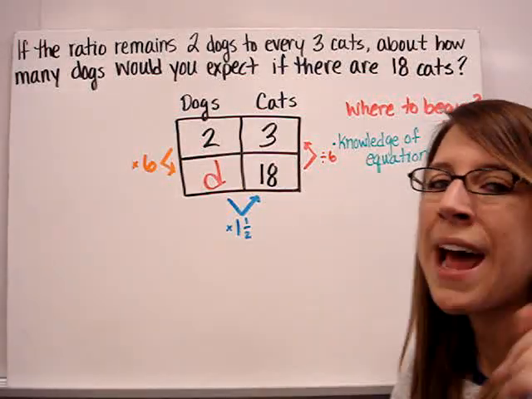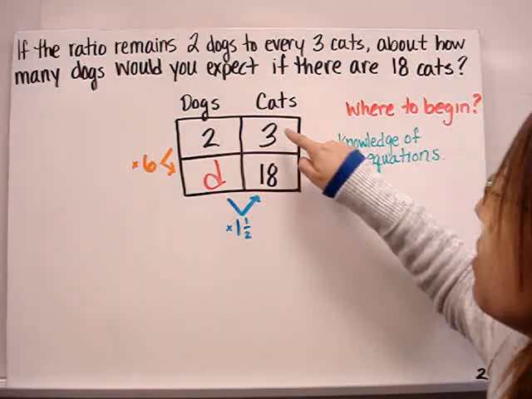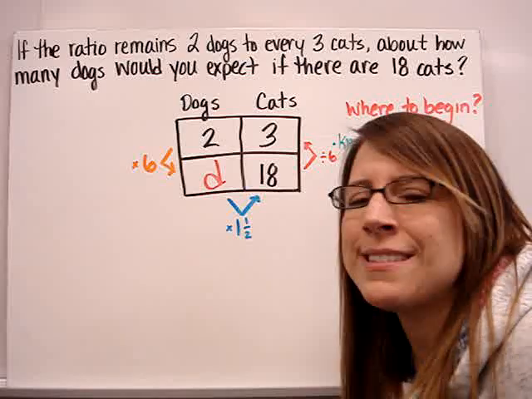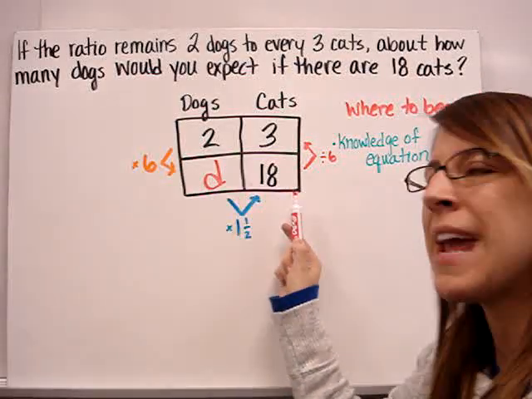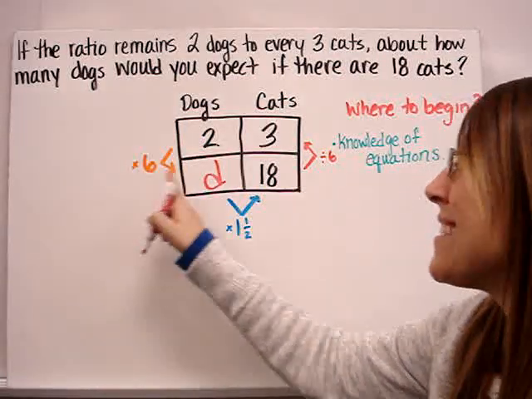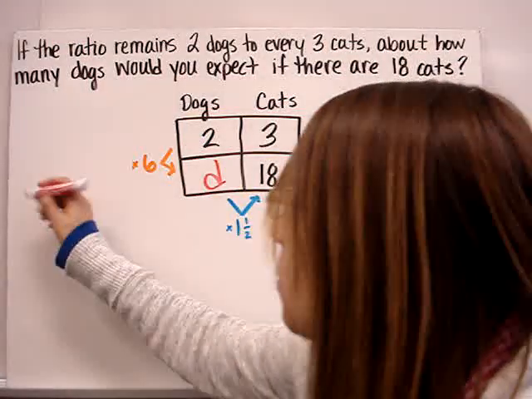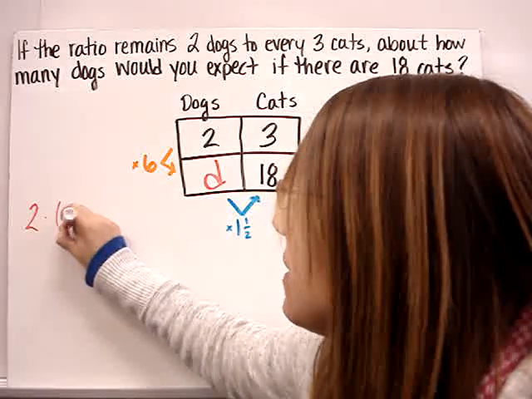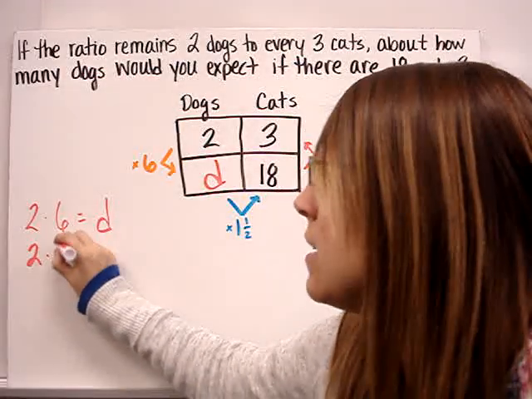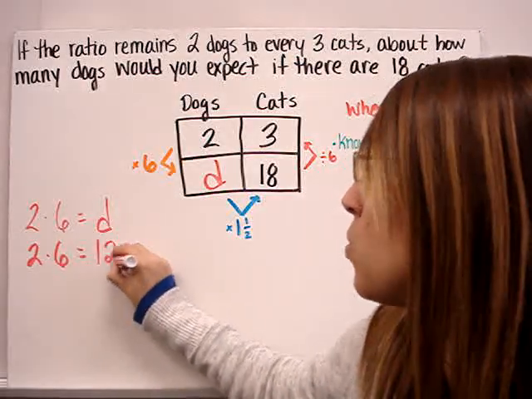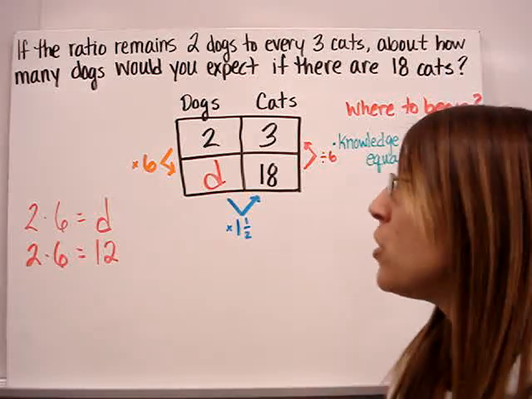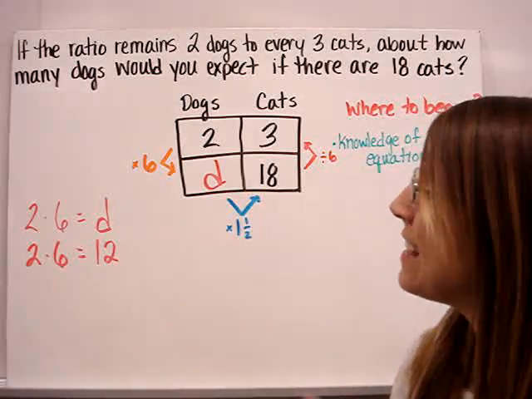But the first one I notice is that moving from 3 to 18, I am very familiar with 3 times 6 equals 18. So I can do 2 times 6 equals D. And so I will. I'll say, well, 2 times 6 is going to equal D. Therefore, 2 times 6 equals 12. So I know that the answer to this unknown value in my proportion is D.